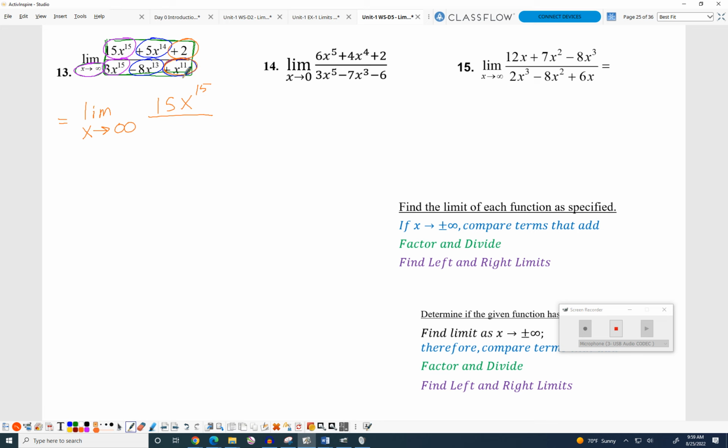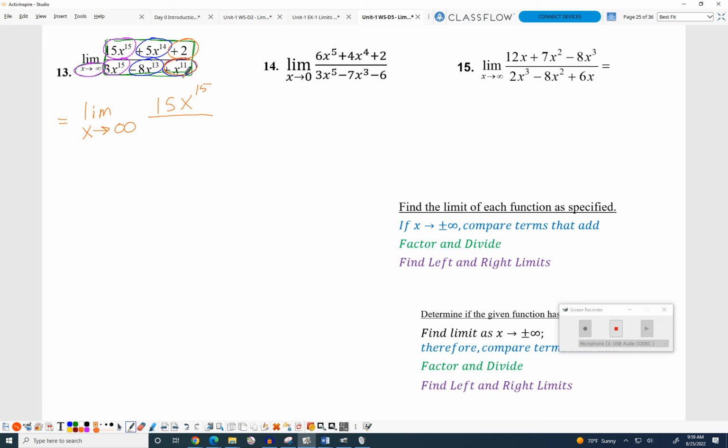Okay, notice how it's super critical that you think of them as being added. It's not 3x to the 15th subtract 8x to the 13th. It's 3x to the 15th plus negative 8x to the 13th. You have to think of them as being added, otherwise this method doesn't work.